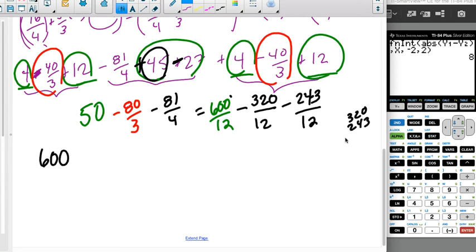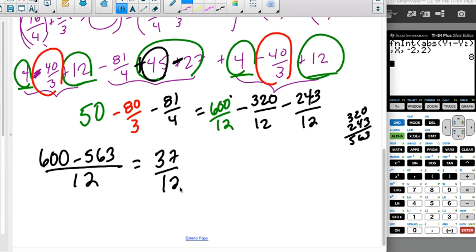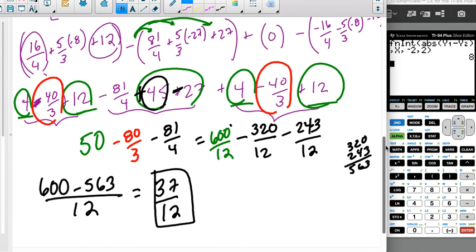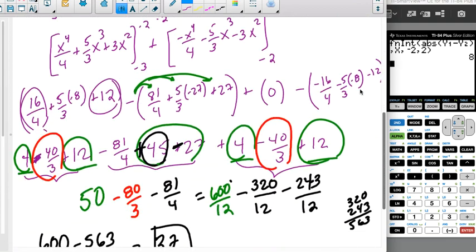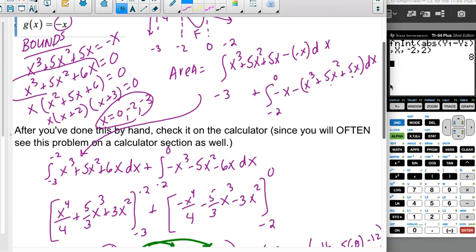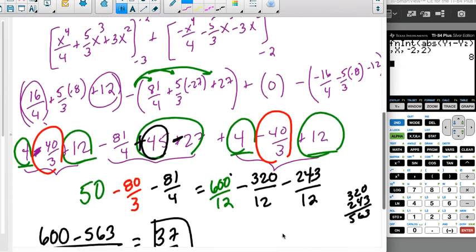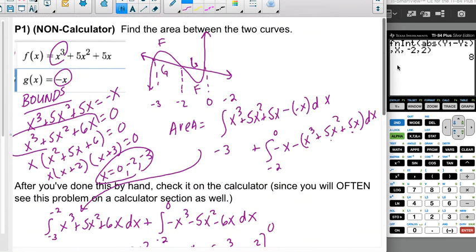If you really didn't have a calculator, please don't be ashamed to literally sit there and add, right? So minus 563 all over 12 should give me 37 over 12, right? That's what I should be getting. Unless I did something crazy wrong, but we'll find out in a sec. I don't think I missed any of the other negatives. I think they're right. All right, so I get 37 over 12, which is a little bit over 3.